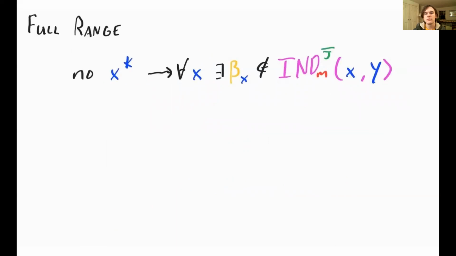And from here, our proof is pretty straightforward. So we're going to assume for contradiction that there's no special x* that gives the full range of the index gadget.